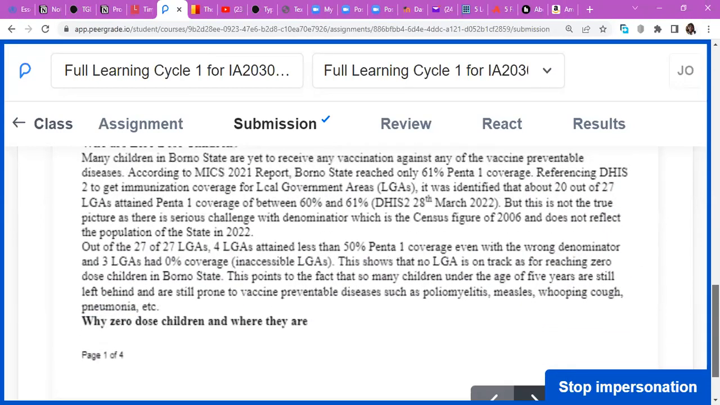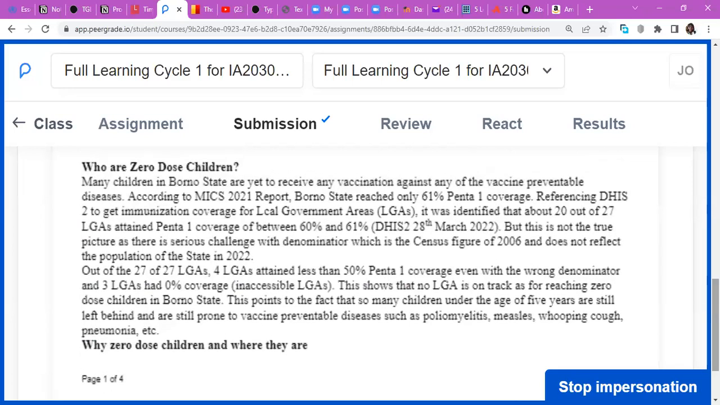So, just to explain who these 0 dose children are. Many children in Borno are yet to receive vaccination against any of the vaccine preventable diseases. According to MIX 2021 reports, Borno State reached only 61% Penta 1 coverage, which is the 0 dose, according to Gavi.